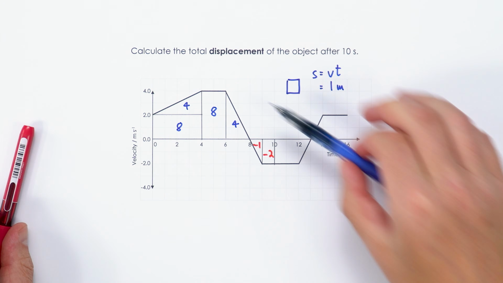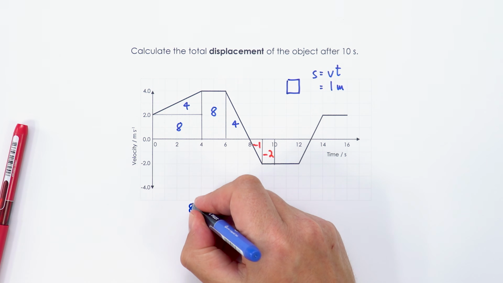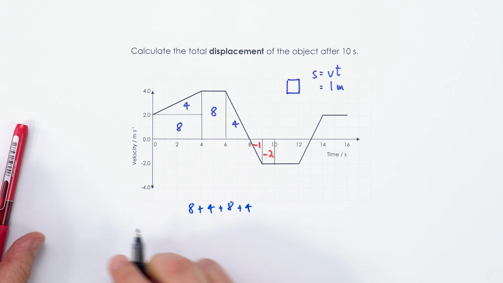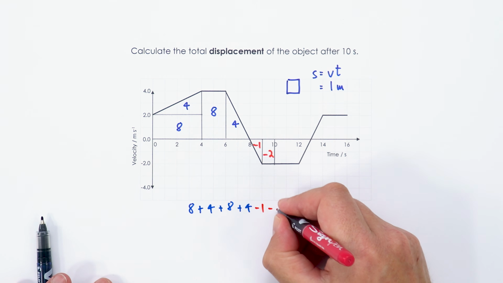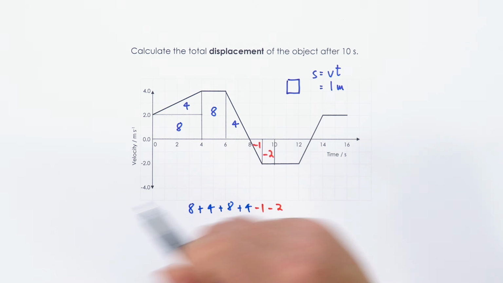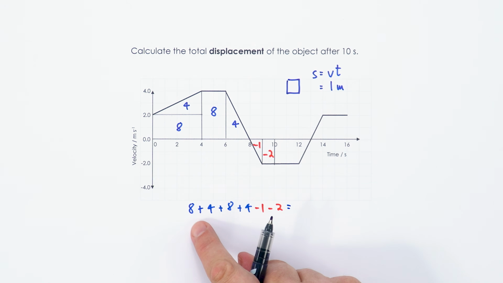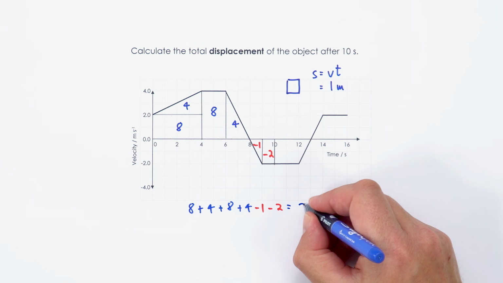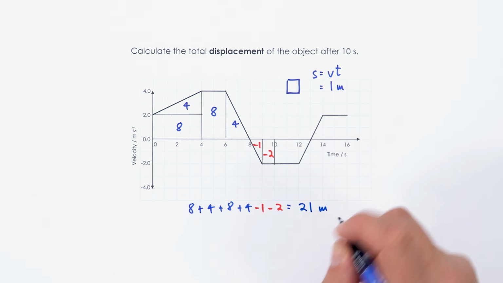So to work out the total area, it's just going to be 8 plus 4 plus 8 plus 4. And then we're going to take away 1 and take away 2. And when we do that, that's equal to, well, I guess that's going to be 24 minus 3, which is equal to 21 meters.